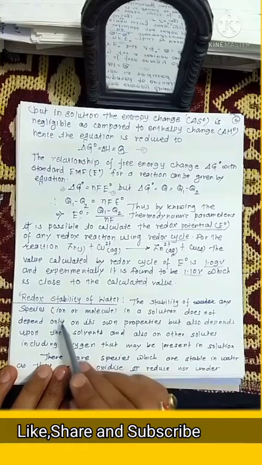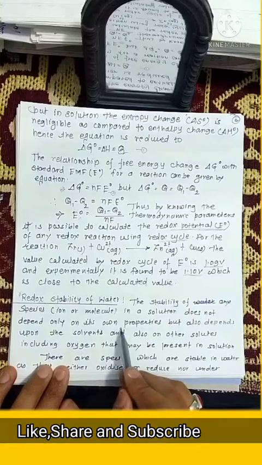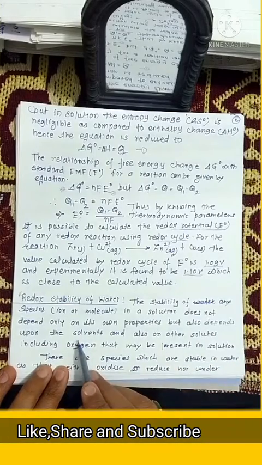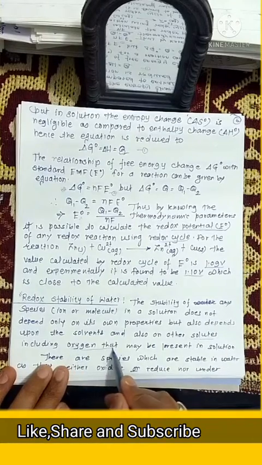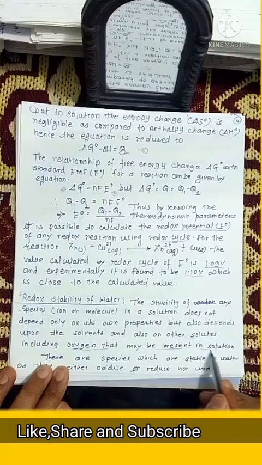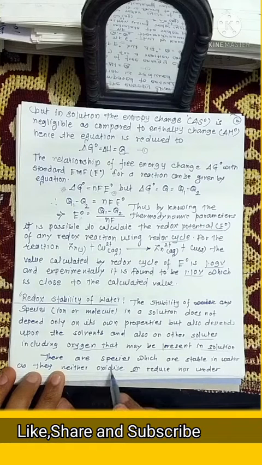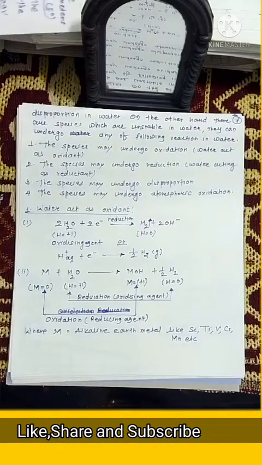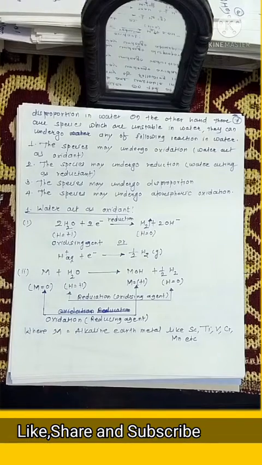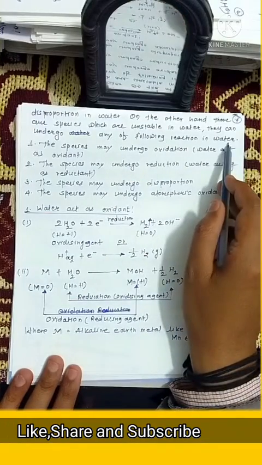The stability of any species, ion or molecule in solution does not depend only on its own properties, but also upon the solvent and other solutes, including oxidants, that may be present in the solution. There are species which are stable in water; they neither oxidize, nor reduce, nor undergo disproportionation in water. On the other hand, there are species which are unstable in water, and they can undergo any of the following reactions in water.